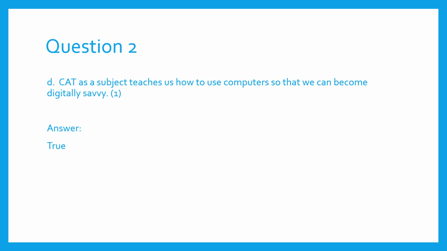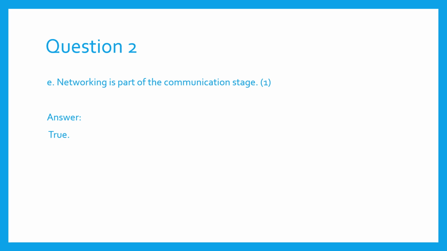CAT as a subject teaches us how to use computers so that we can become digitally savvy. True. Networking is a part of the communication stage. True.